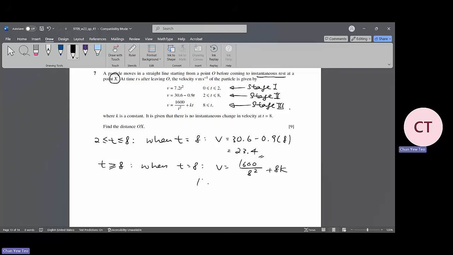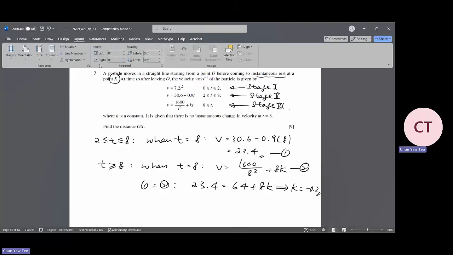So just using the values, 1600. Maybe I call this one equation 1 and this one equation 2. So E1 is equal to E2. So you get 23.4 is equal to 64 plus 8k. From here you can find your k. Your k will be negative 0.2. K is negative 0.2.